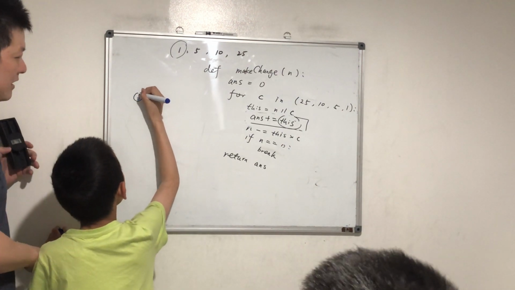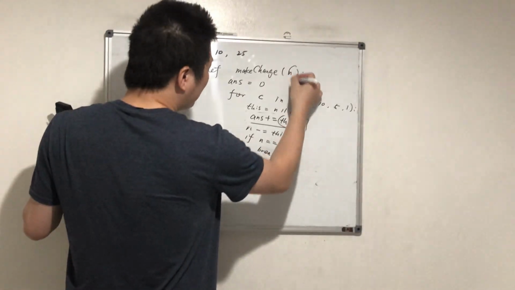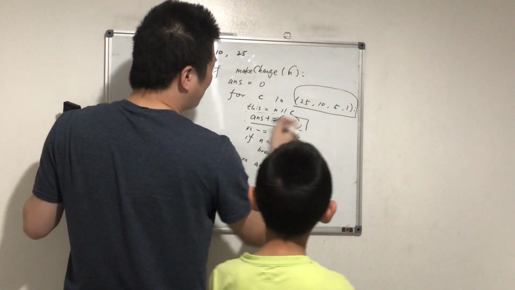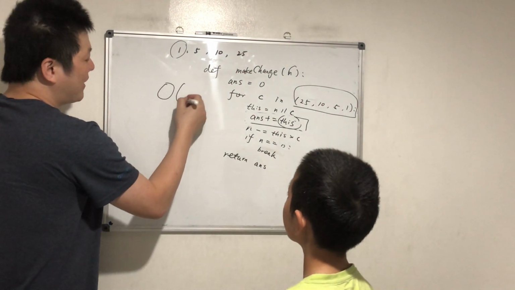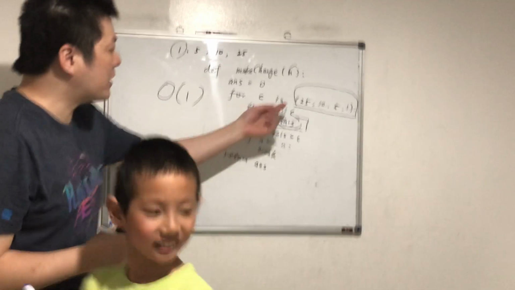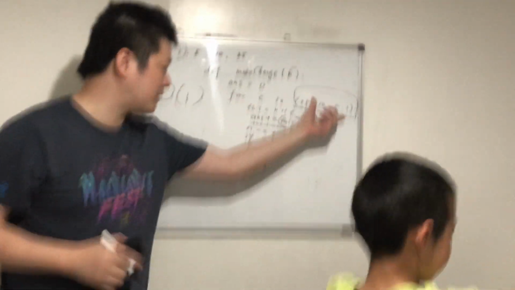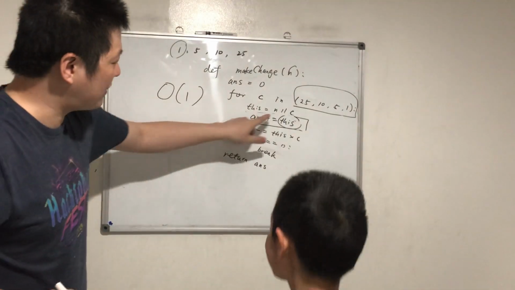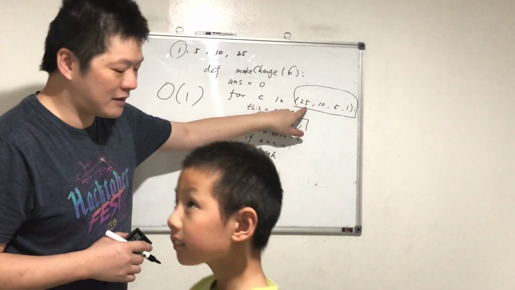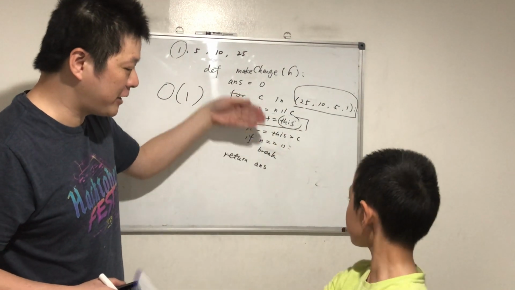Can you tell me? Look, this is n. We know this. So what's the time complexity? It's O(1), because we only try 4 iterations. We already know it's 4 iterations. It doesn't change. And look, this calculation is the same thing. This is the 4 iterations of calculation.